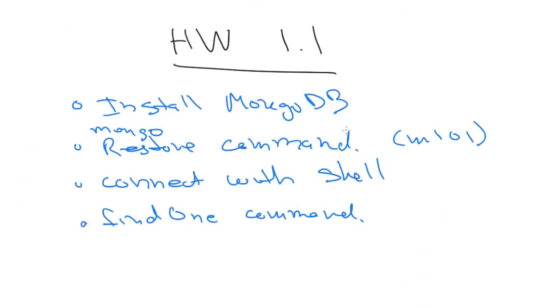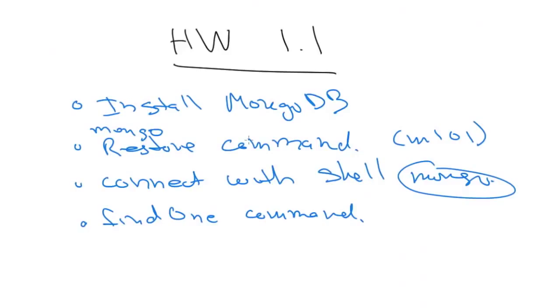Connecting with the shell, the Mongo shell is going to require you to have Mongo installed and running, of course. You're going to use the M101 database, which is going to be restored by the mongorestore command. And then finally the findOne command from the Mongo shell, db.homework1.findOne, to find the data element you need to answer the quiz.